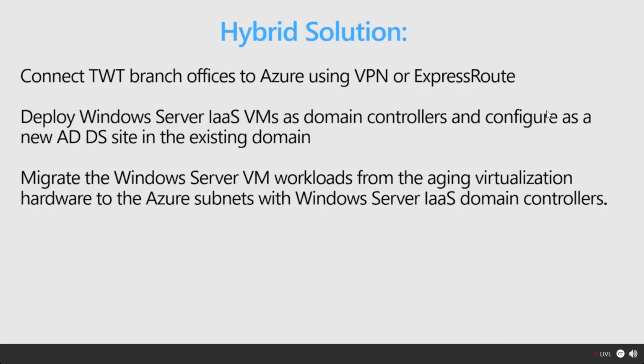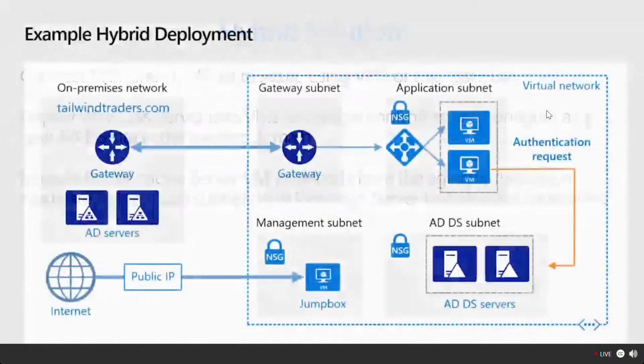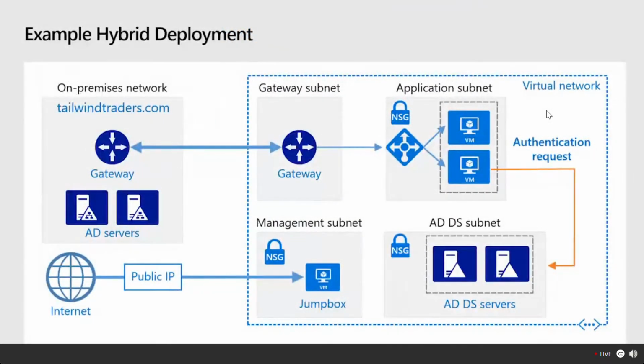So let's look at an example hybrid deployment. In this particular image, you can see that we've got the on-prem network, and we've got a connection to a gateway subnet. And on the on-prem network, we've got our Active Directory domain controllers. And our on-prem network does have a perimeter network that's got a public IP address. Now, the gateway subnet runs through to the application subnet.